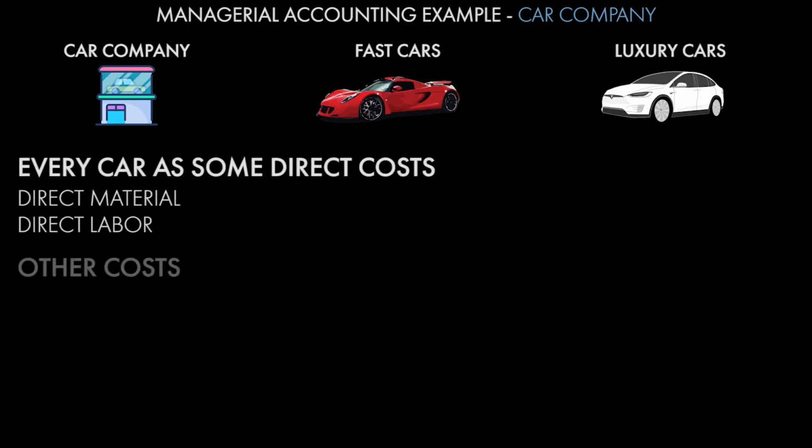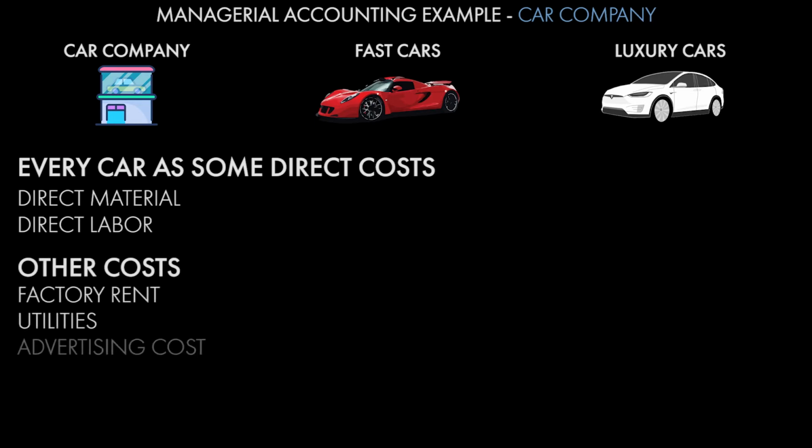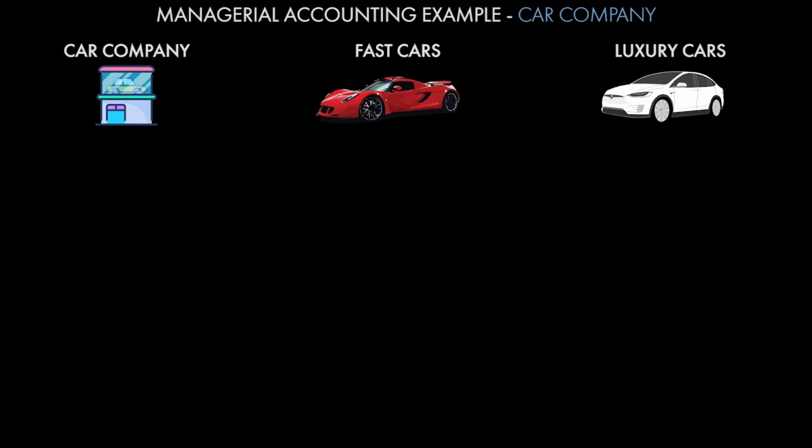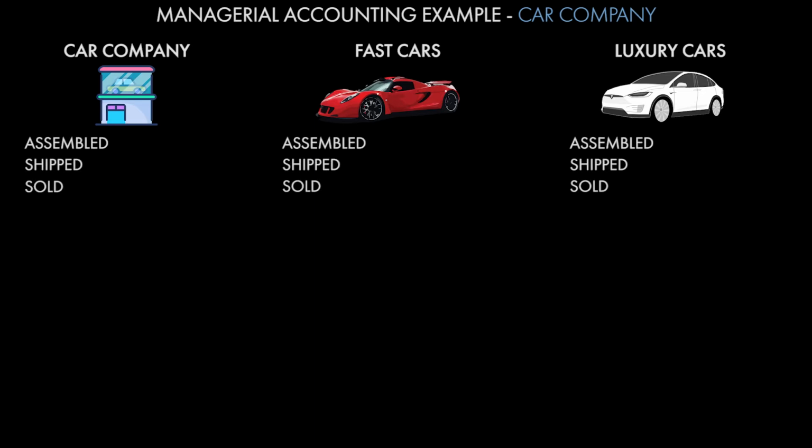There are also a few other costs, such as factory rent, utilities bill that we pay, advertising costs, and we do actually sell with commission. So you'll see that a few of our salespeople make commission off each car that they sell too. Each car goes through the same process. They have to be assembled, they have to be shipped, and they have to be sold. I think that's everything that we need to know at this point in time, so let's get going.